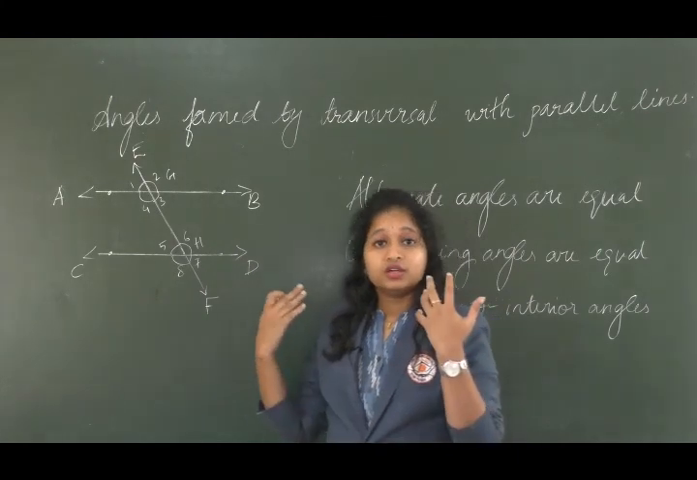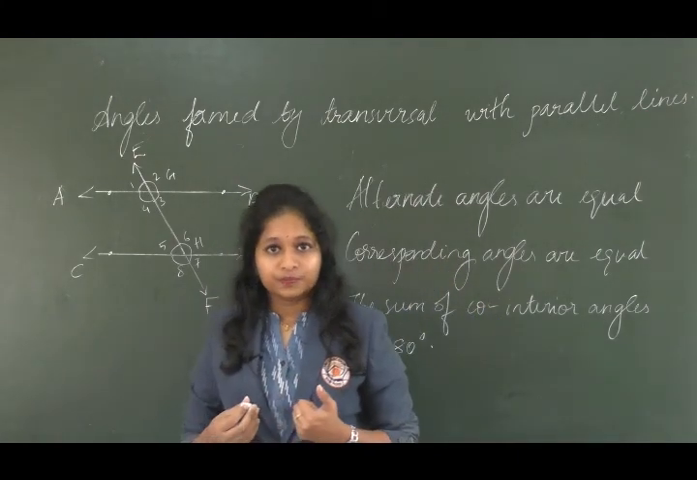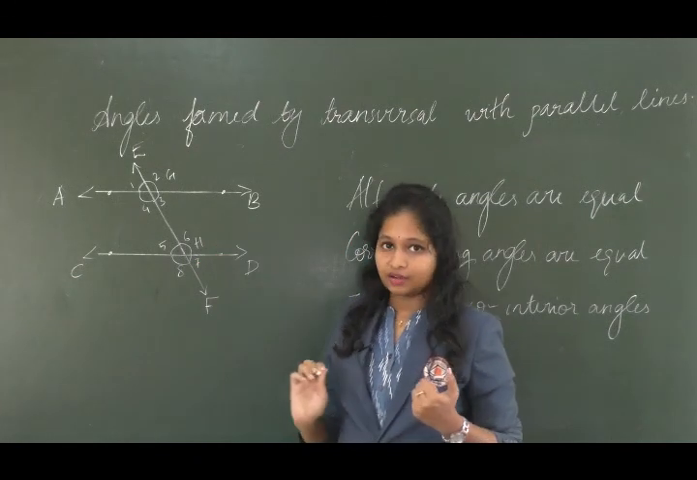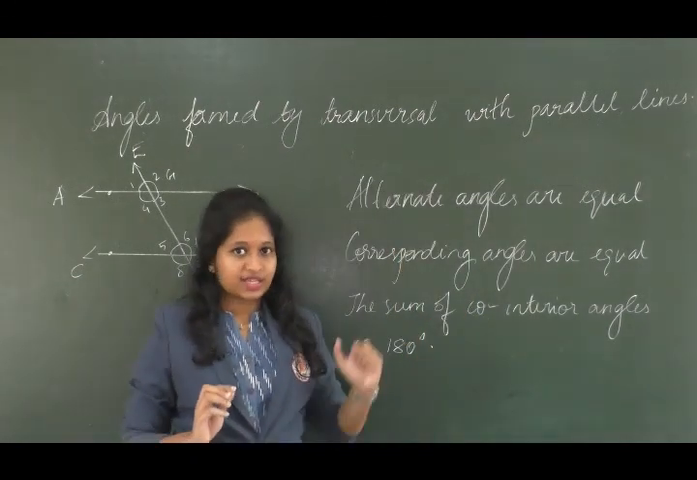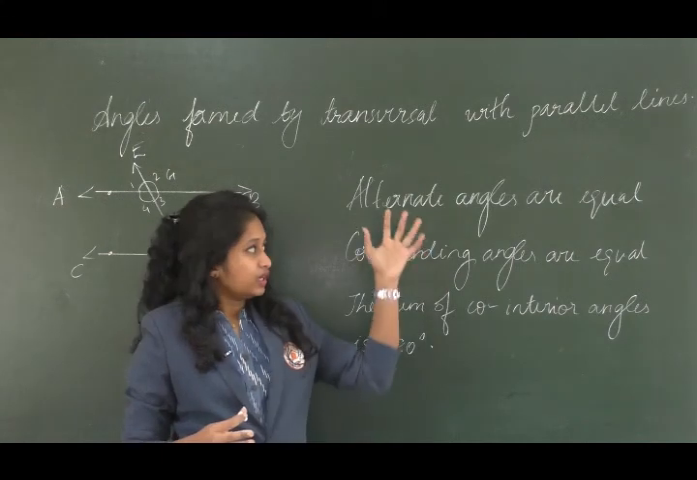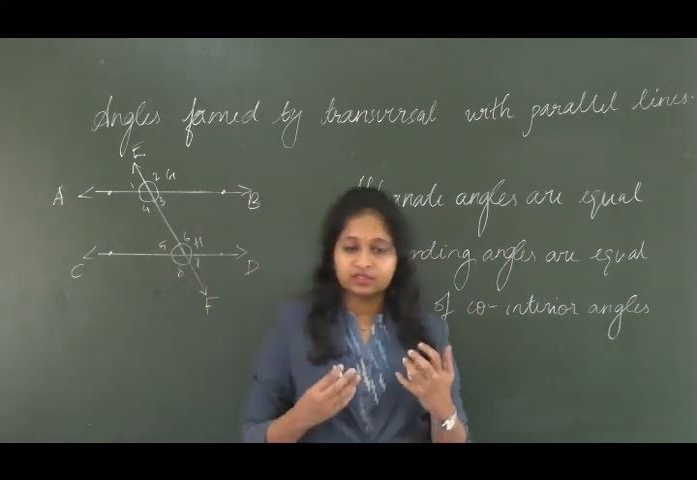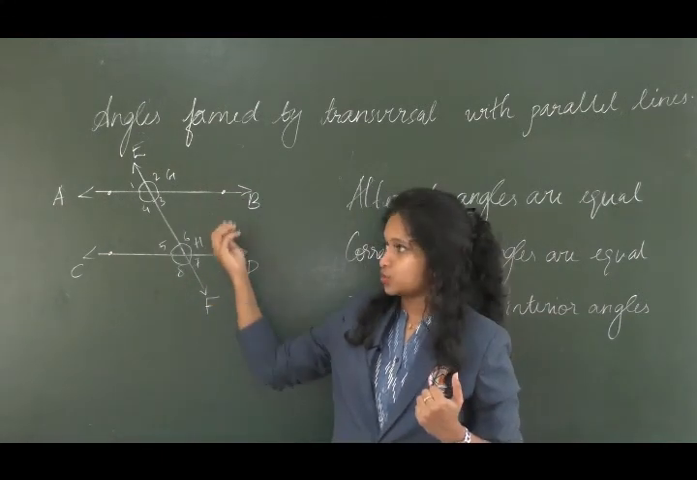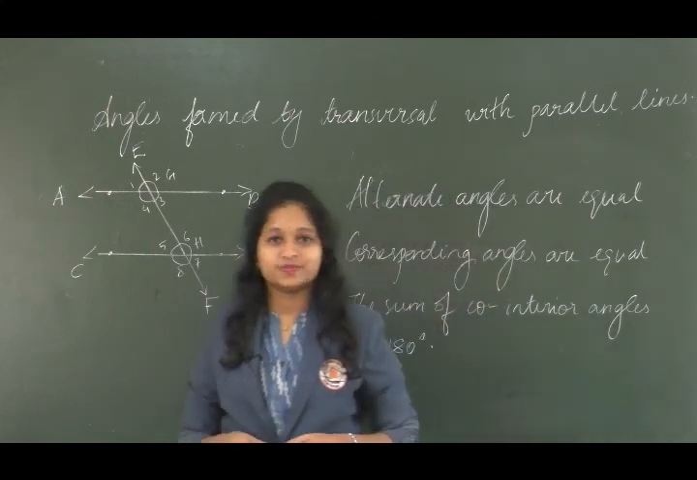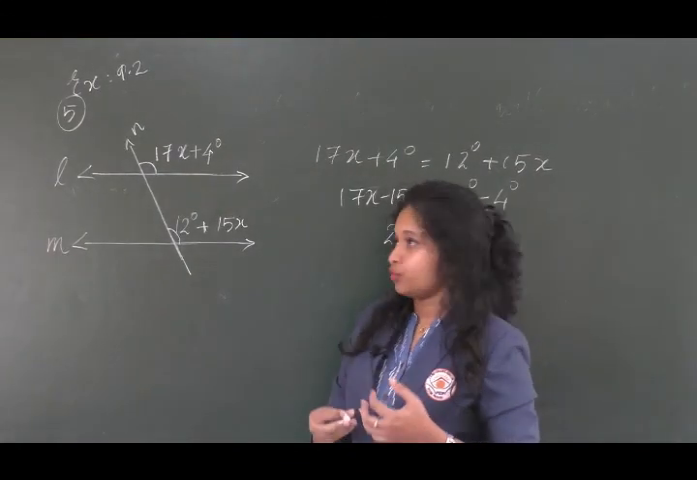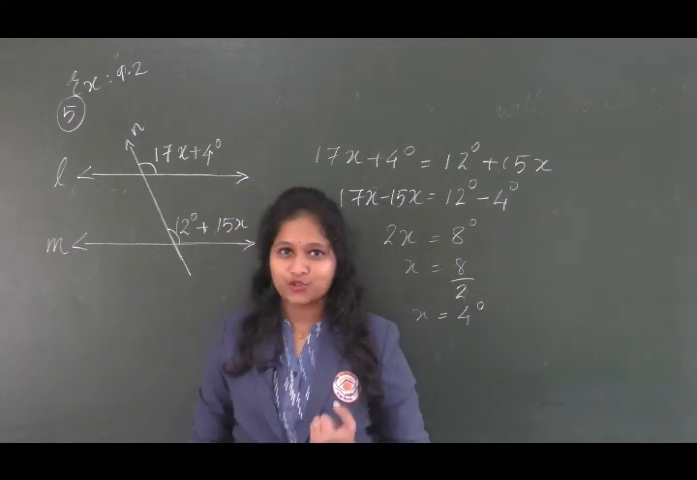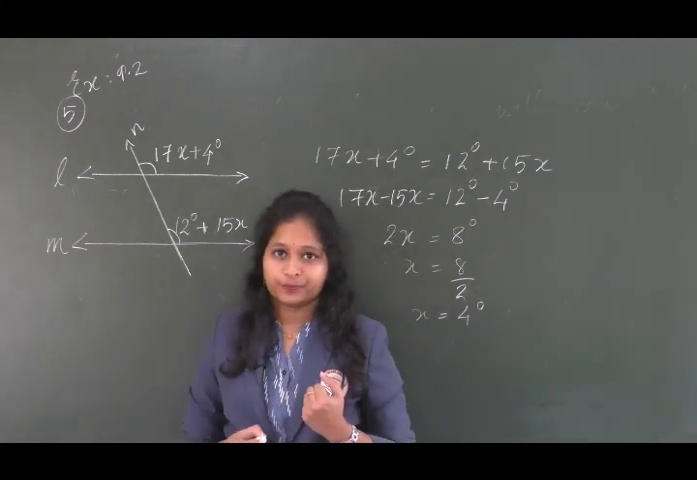What was the property? If two lines are parallel, then all these conditions are satisfied, or if any of these conditions are satisfied, then we can conclude that two lines are parallel. Got it? So children, I have a question from exercise 9.2, question number 5.